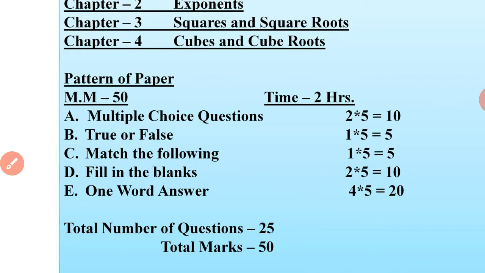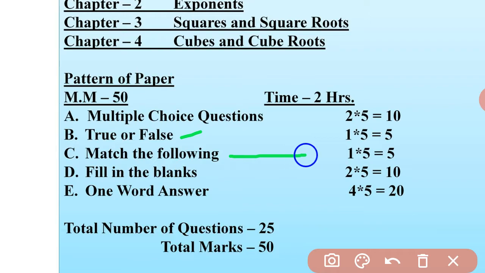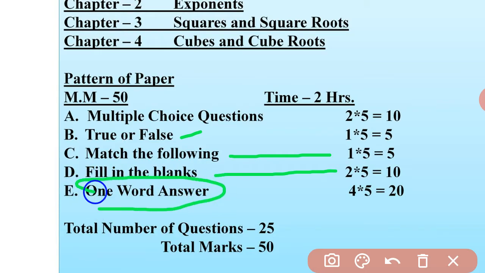In part A, multiple choice questions, you have to choose the correct answer. There will be 4 options. In true false, you have 2 options, true or false, so you have to mark the correct answer. In match the following, you will get 2 options, and you have to mark the correct answer. In fill in the blanks also you have 2 options in each question, so you have to mark the correct answer. But in one word answer, you have to write the correct answer in the space provided.